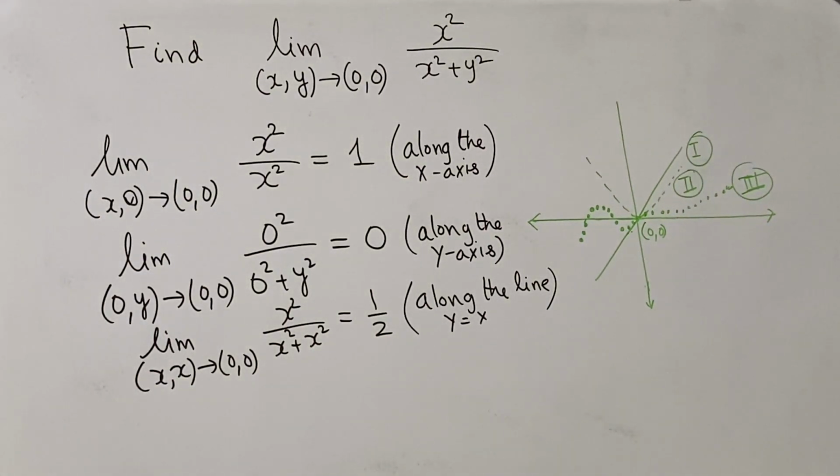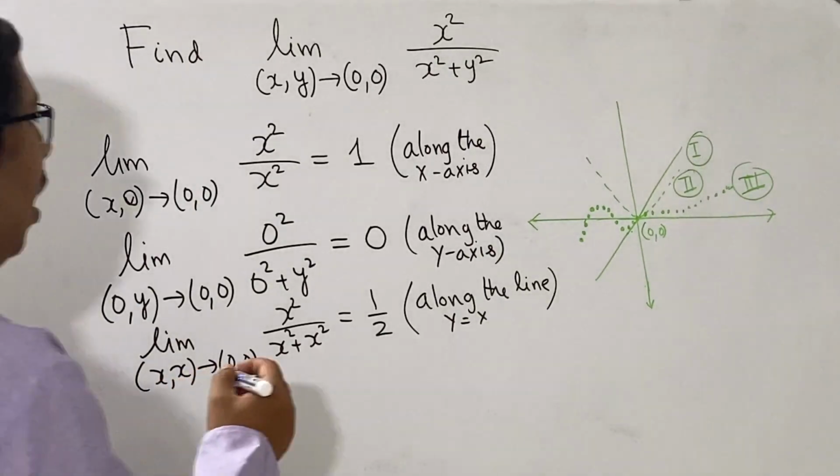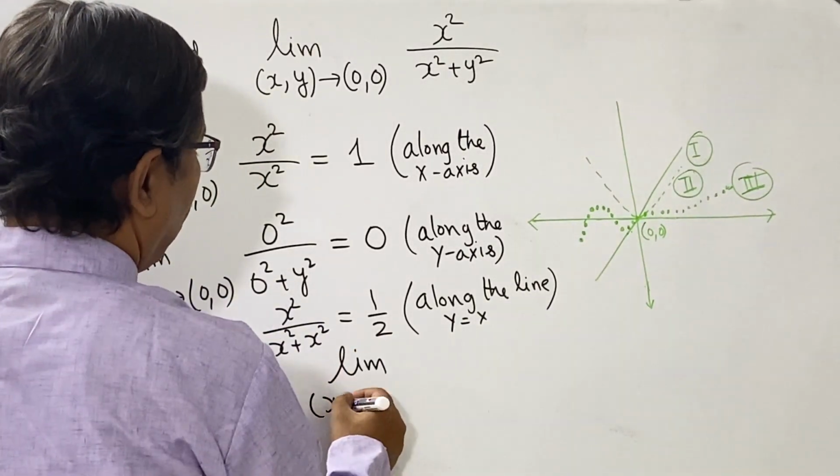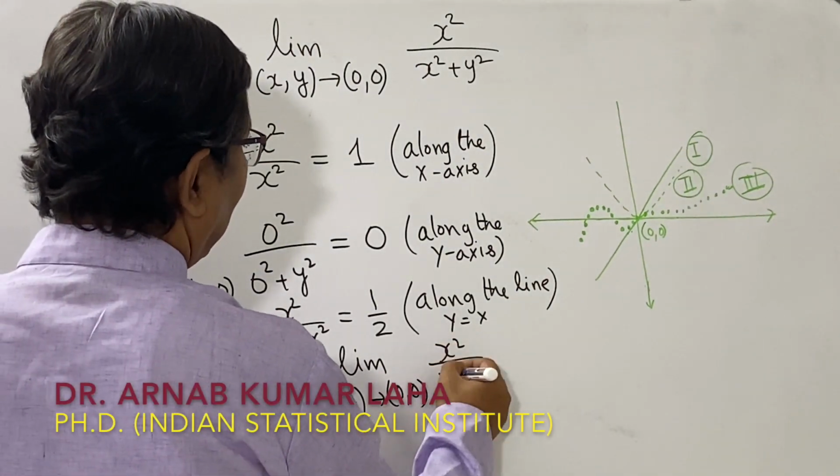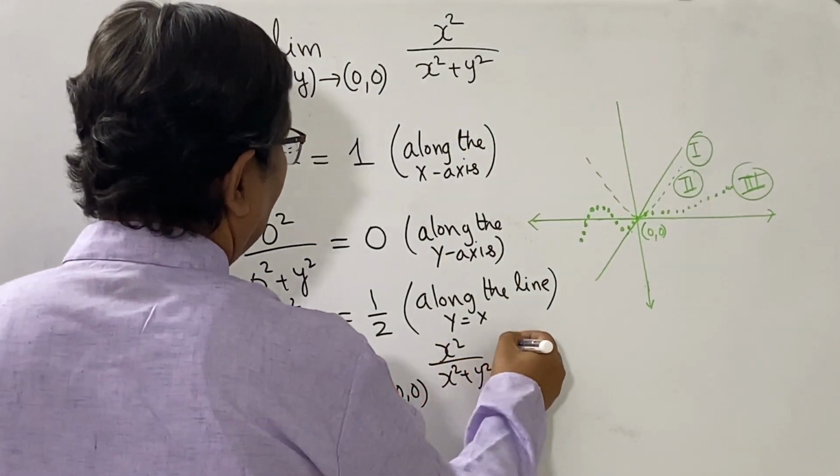So this clearly tells us, from our previous discussion, that the limit as (x, y) goes to (0, 0) of x squared by x squared plus y squared does not exist.